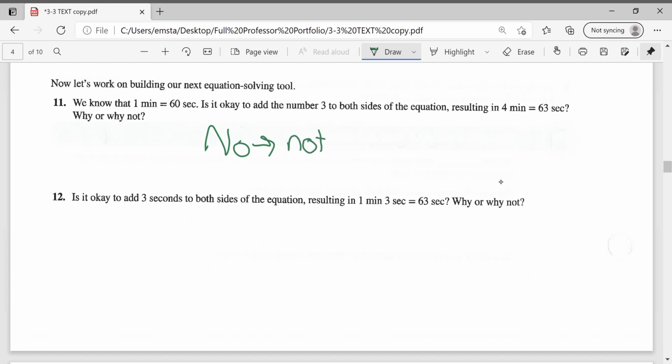Not the same unit of time. You'll notice in number 12, they do it a little bit differently. They say, oh, if I add 3 seconds to both sides, I get 1 minute and 3 seconds equals 63 seconds. Now it works. And the reason it works is because we did now add like units.